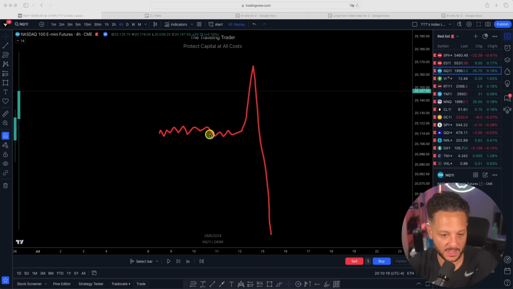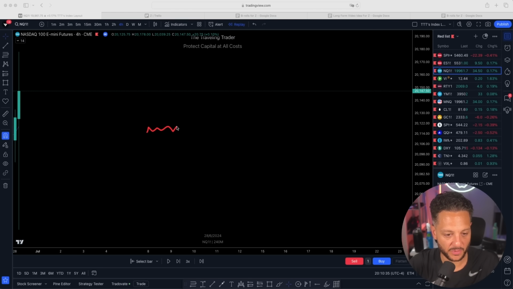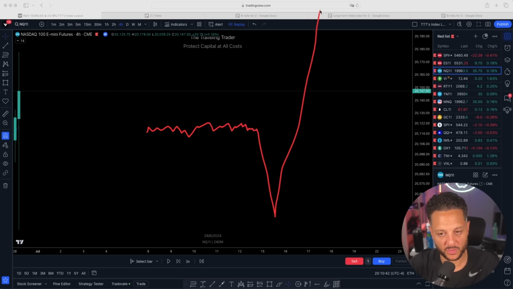Distribution. So this would be an accumulation here, right? Consolidation. And the fake move would be to the upside, drawing in all of the liquidity, but the real move would be to the downside, right? So this would be a bearish power of three, and a bullish power of three is exactly the opposite. Consolidation, you have a manipulation to the downside, and then the real move, okay?